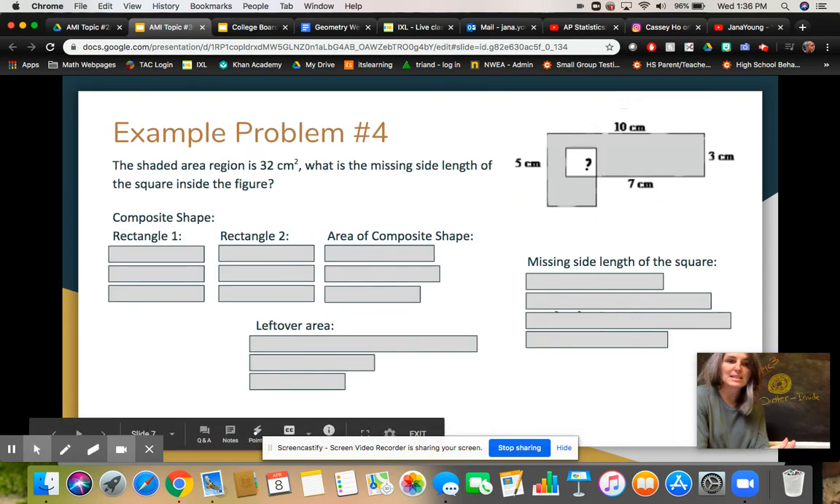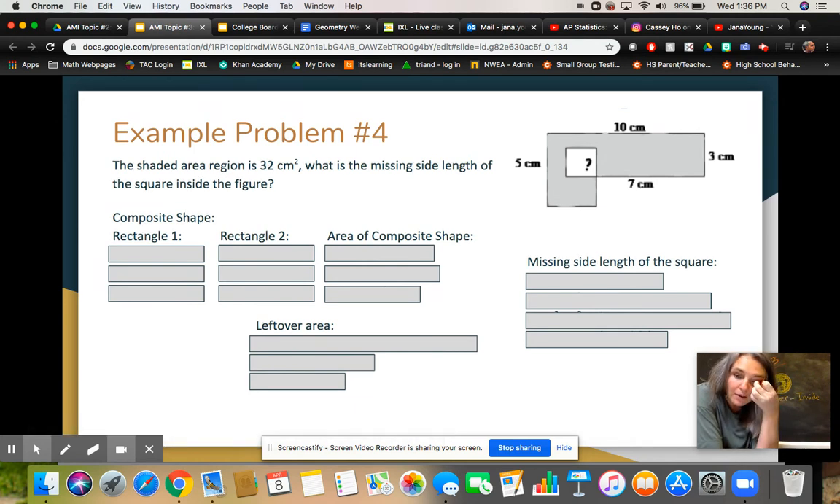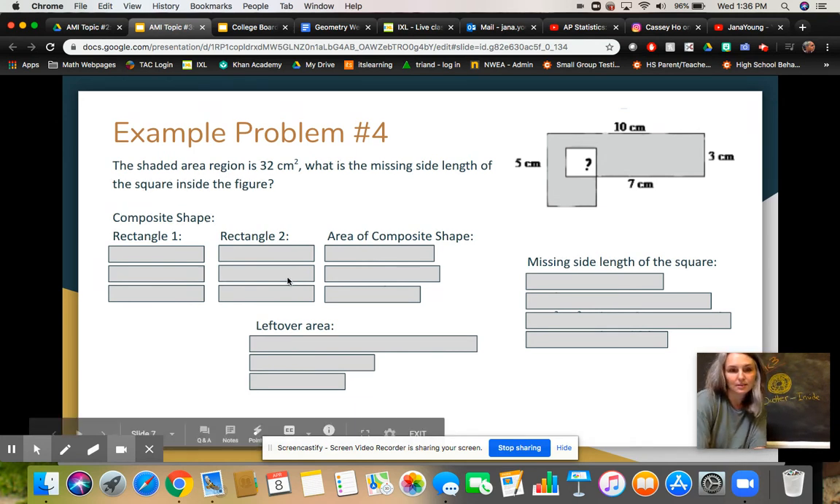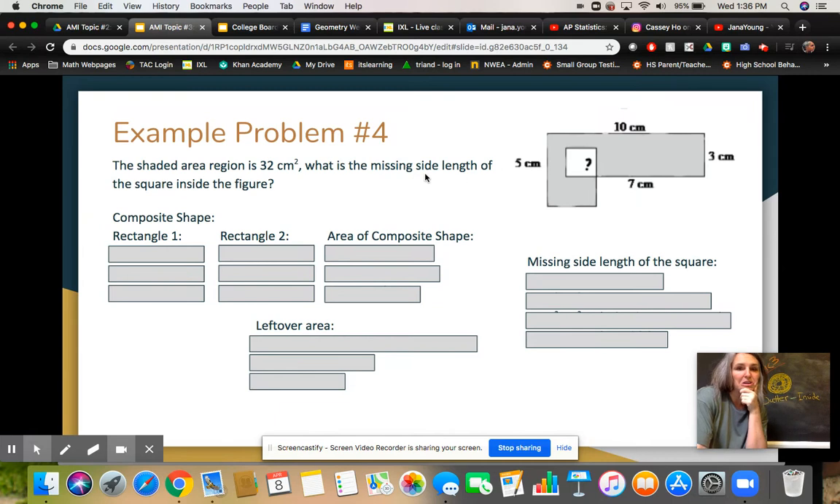All right, example problem number O. What do we have here? We've got the whole shaded region is 32. And we want to know the length of the missing side of the square that's inside of it. Okay, this one's actually kind of tough.